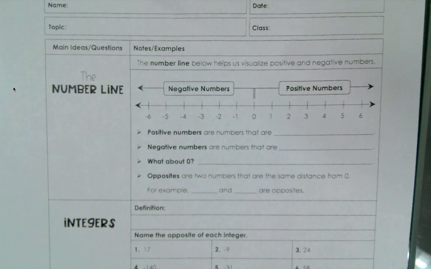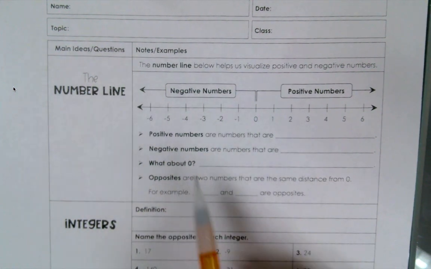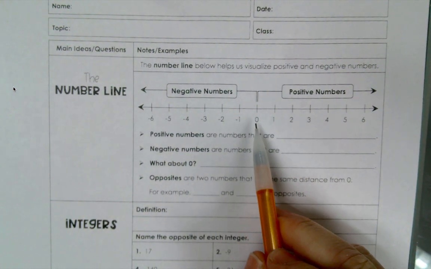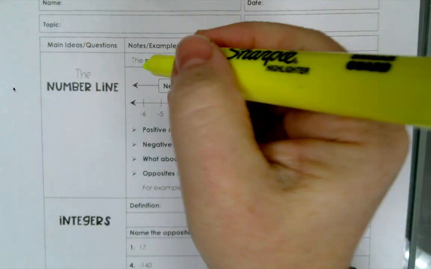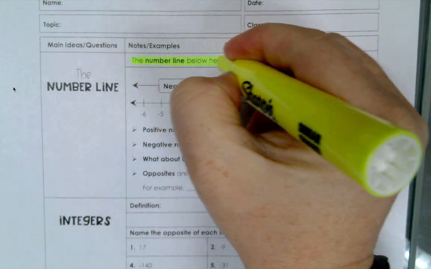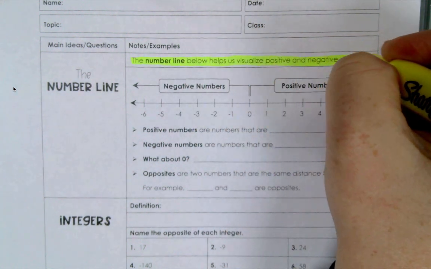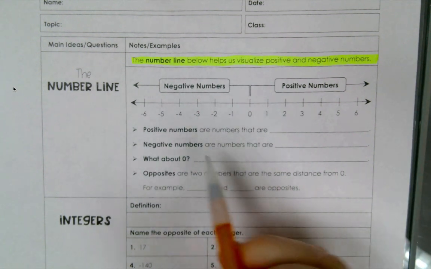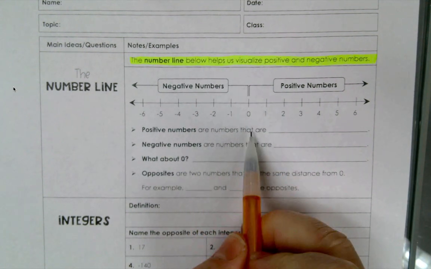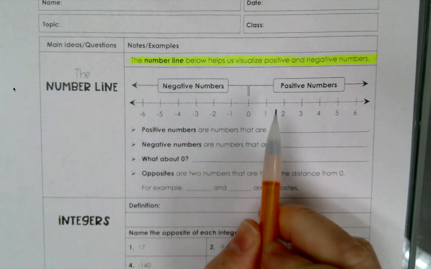So I have the number line. We're going to highlight this. The number line below helps us visualize positive and negative numbers, okay? Starting with that, 0 is at the center. Negative to the left, positive to the right.